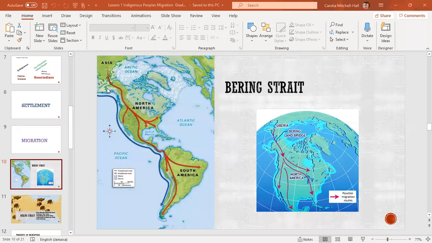Sir, they crossed the Siberian land bridge. So you have the land bridge. So the land bridge was made up of what? Sir, ice. The land bridge was made up of ice. All right. Very good. Now we are getting there. Anyone disagree? Anybody say that they swam across?